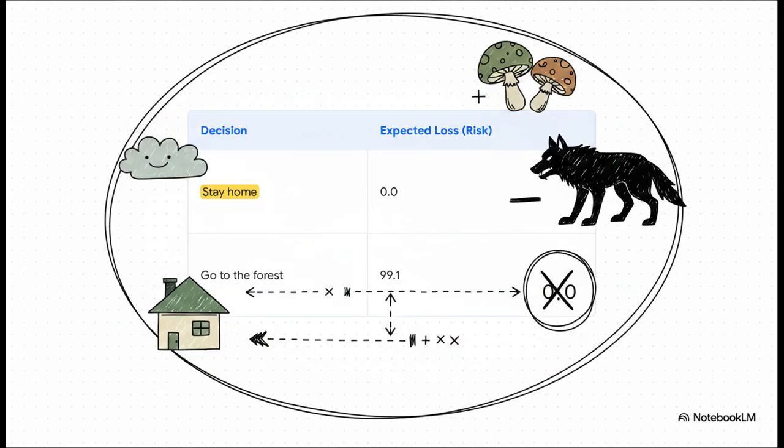We can actually put numbers on this with something called a loss function, which assigns a cost to every possible error. So let's imagine Lisa's internal calculation. Getting mushrooms is a small win, maybe a +1. But a run-in with a wolf, that's a huge negative, let's say -1,000. When the machine multiplies these costs by their probabilities, it gets the expected risk. And even with a 90% chance of it being a dog, that tiny chance of a catastrophic -1,000 makes going into the forest an incredibly risky choice. The math is clear. The safest decision is to stay home.